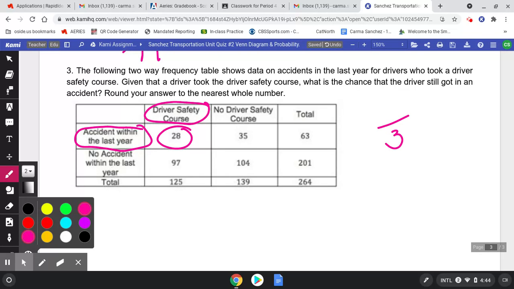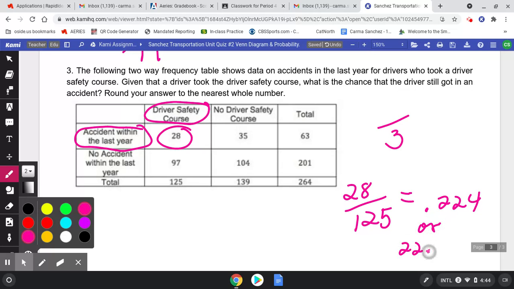So, given that a driver took the driver safety course, what is the chance that the driver still got in an accident? This one should be 28 out of the people who took the course. So, when we divide, 28 divided by 125 is 0.224 or 22.4%.